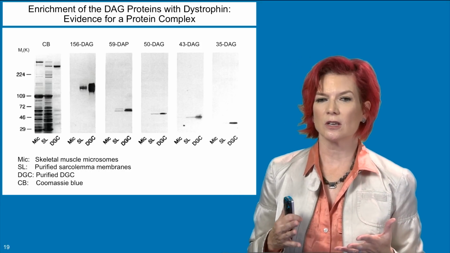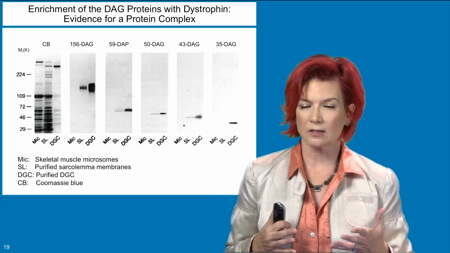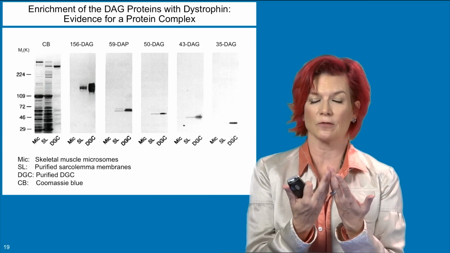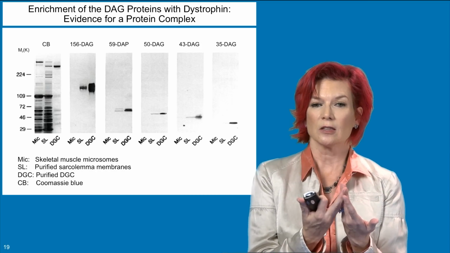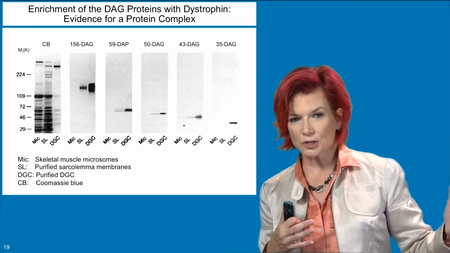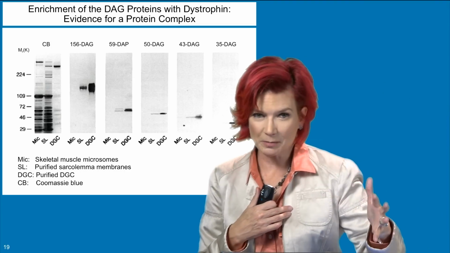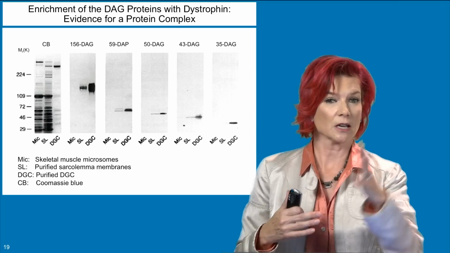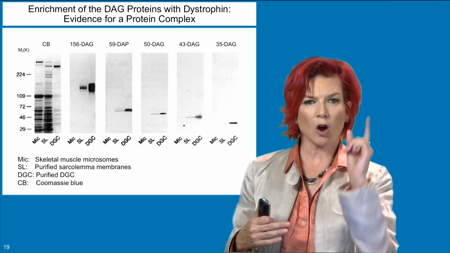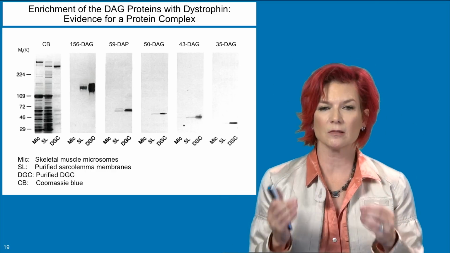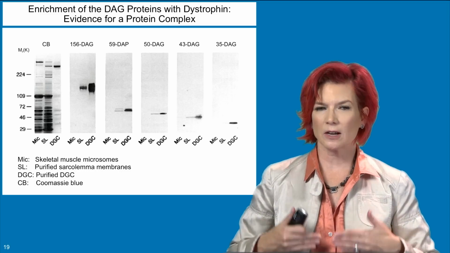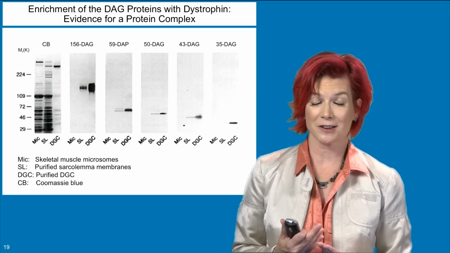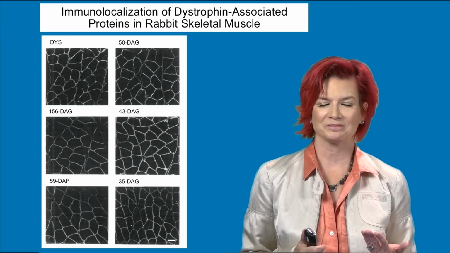And it really shows that all the proteins that they suspect are associated with dystrophin, because they know that dystrophin is enriched during this process of going from crude surface membranes to sarcolemma-specific membranes to purified dystrophin-glycoprotein complex. Dystrophin is enriched, and all of these other proteins are similarly enriched. That provides further evidence that these proteins are associated in a complex with dystrophin.